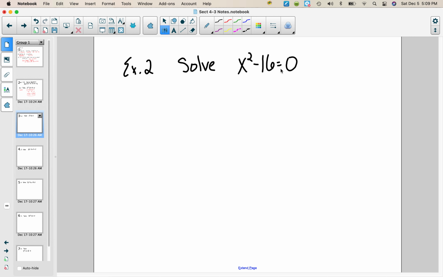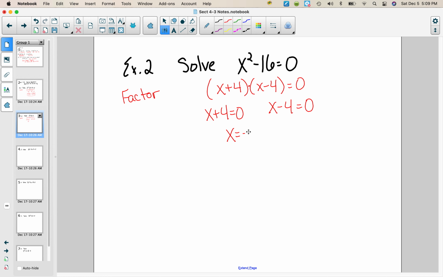Okay, in order to solve x squared minus 16 equals 0, we're going to factor, and we get x plus 4 times x minus 4. The zero product property tells us that x plus 4 equals 0, because remember this is times, or x minus 4 equals 0. So here we get x equals negative 4 and x equals 4. So we have two solutions, negative 4 and 4. Both of those, if you plug them in, you will get 0.